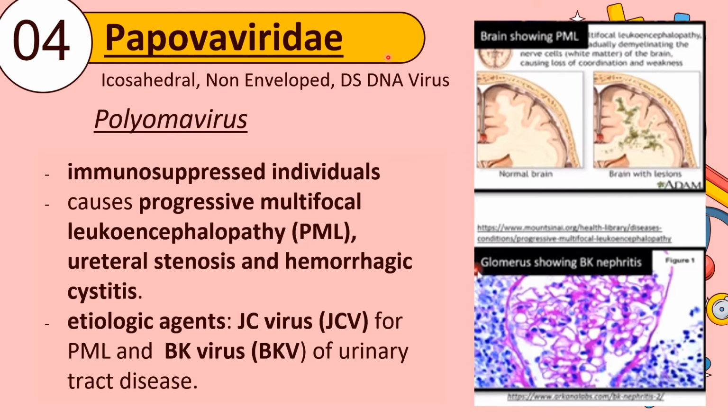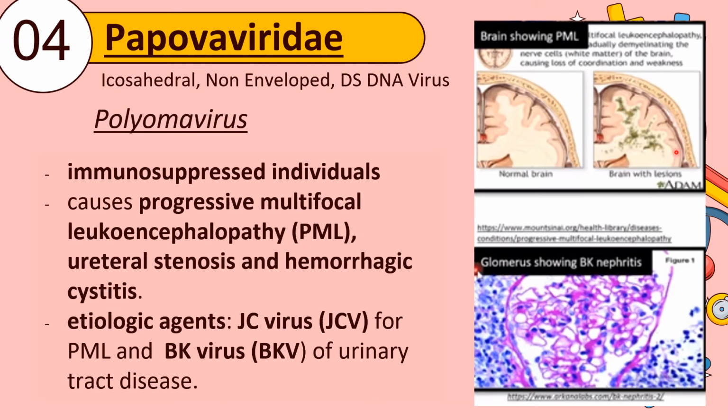It has two subgroups or etiologic agents. It is the JCV or the JC virus that causes PML, and BK or BKV virus that causes urinary tract diseases. In this picture, JCV is involved.